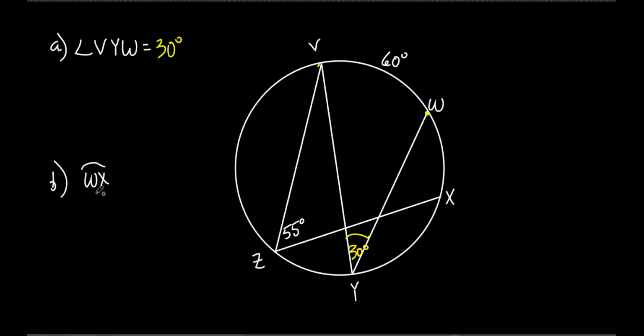Arc WX. So let's just make it a little bit thicker. So that arc right there is what we want to try to find. Let me see something. Yeah, okay. What about 110? What's the 110? Let's make this a different color. It is 50. How'd you get 50 though?